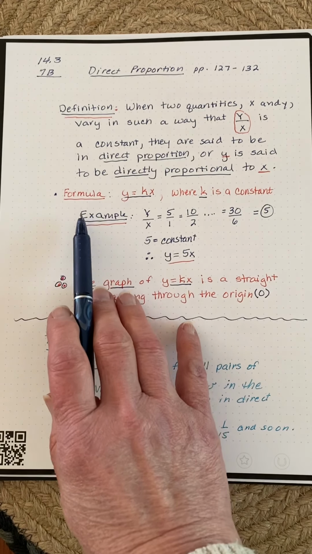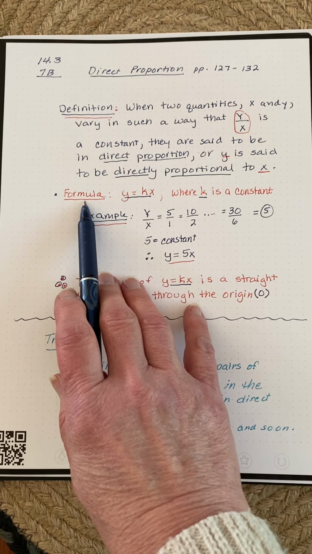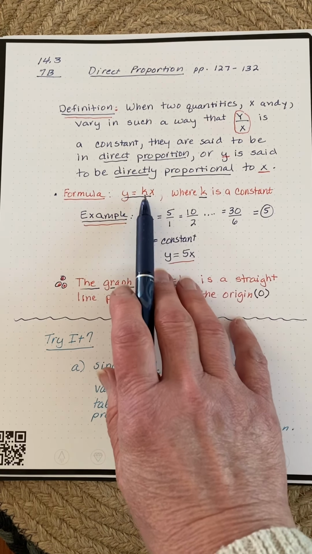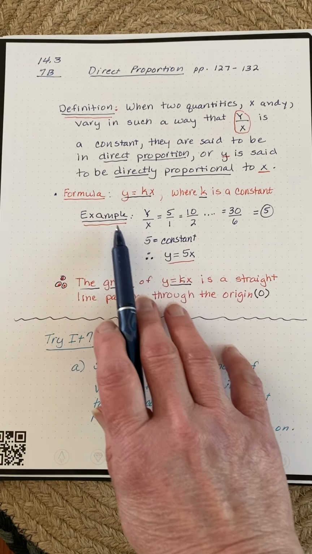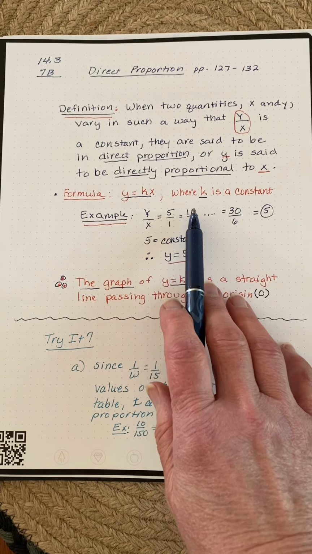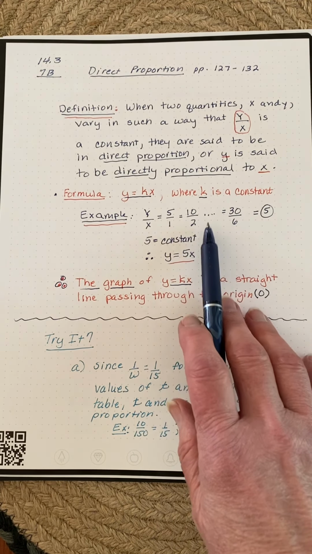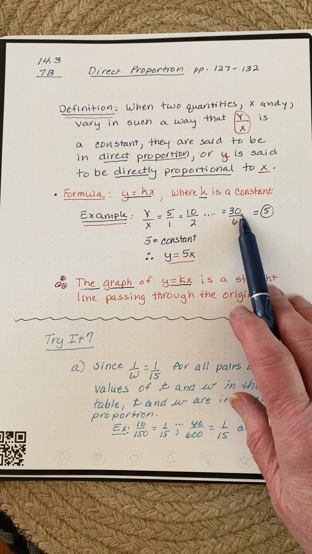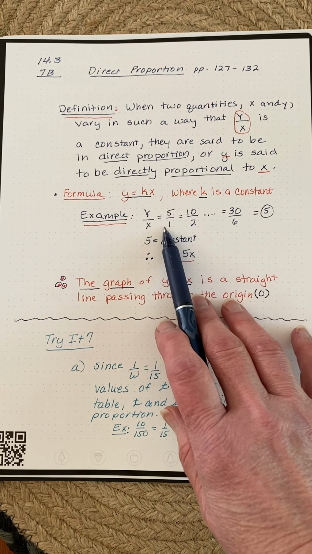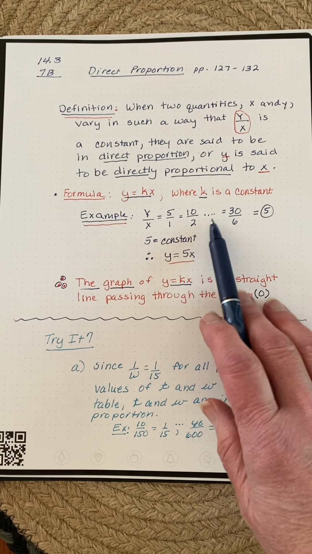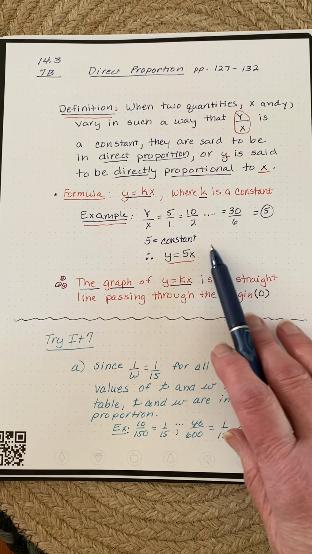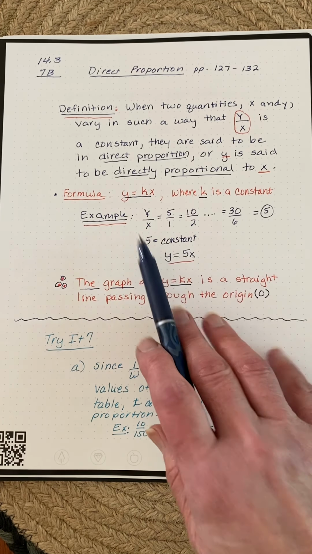So for example, a formula for direct proportion is y equals kx, where k is the constant. And here's a further example: y over x would equal 5 over 1, which is the same as 10 over 2, and then you keep on doing equivalent fractions. It can go 30 over 6, and we'll just stop there, because 5 divided by 1 is 5, 10 divided by 2 is 5, 30 divided by 6 is 5. The constant is always 5. That means it's constantly 5, so 5 is the constant.